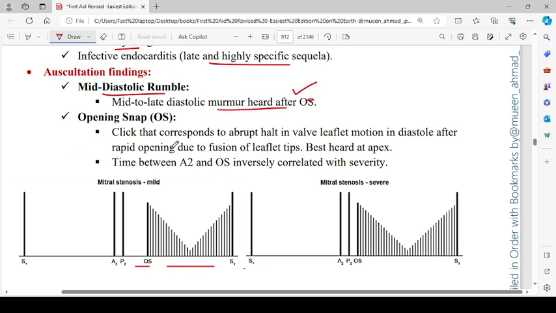The opening snap is a click that corresponds to the abrupt halt in valve leaflet motion in diastole after rapid opening, due to the fusion of the leaflet tips. It is best heard at the apex. The time between A2 and the opening snap inversely correlates with the severity. Inverse correlation means that this is A2, this is the opening snap. If the time decreases, the severity increases, and if the time is more, the severity is less. So the closer the opening snap is to A2, the worse is the prognosis, the worse is the situation. This is mitral stenosis, and it is a severe situation.